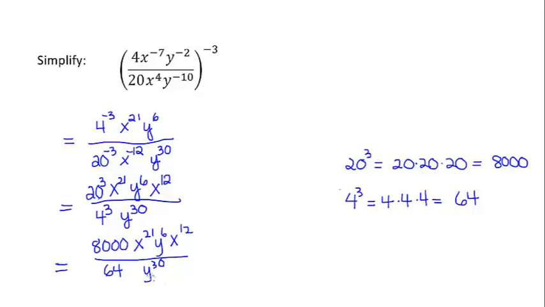And the last step then for us, well, actually there's two steps. The first step is to take these coefficients, 8,000 over 64, and reduce them if we can. And then combine the powers of x's, because they're two like bases next to each other, and the powers of y's, since they're like bases divided by each other. So let's start by taking 8,000 over 64, and let's reduce.